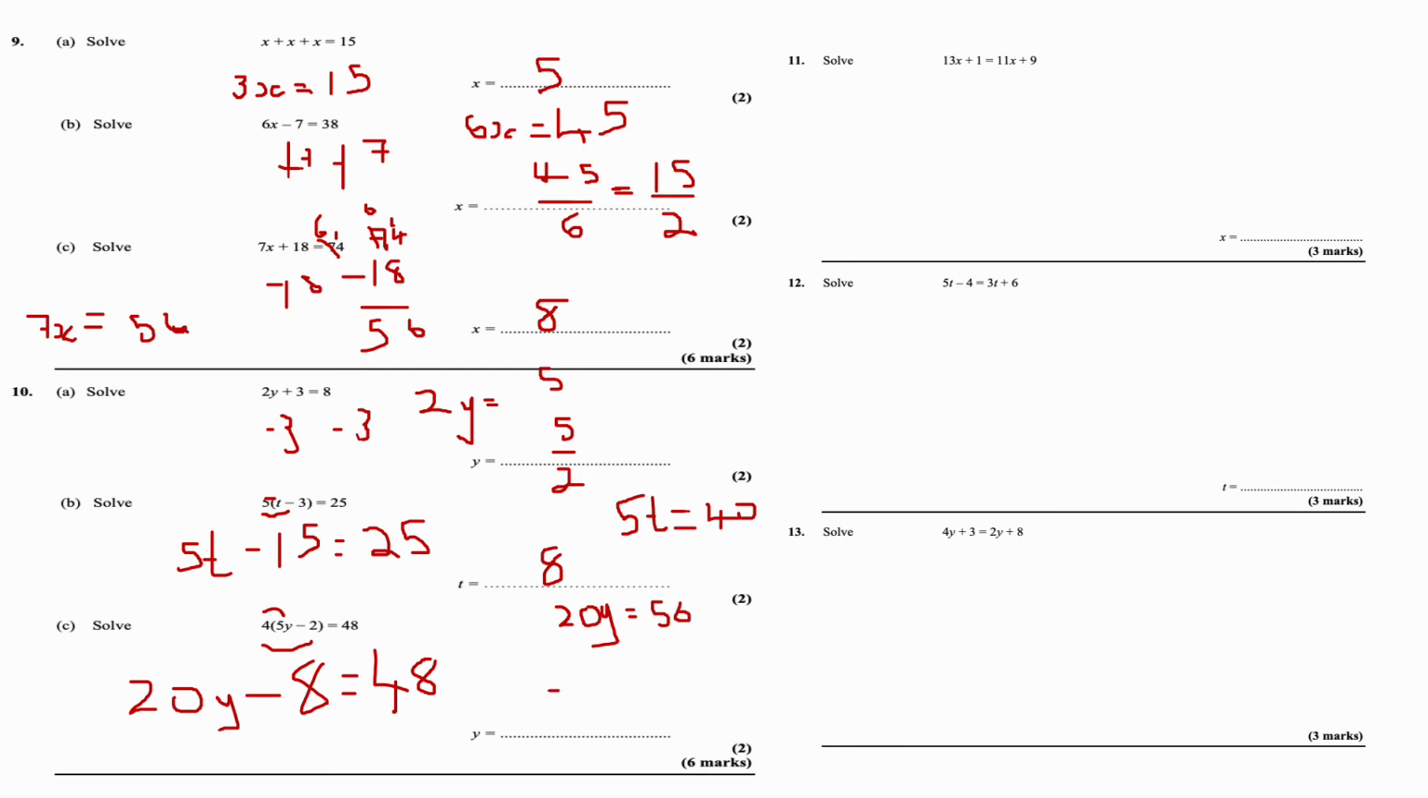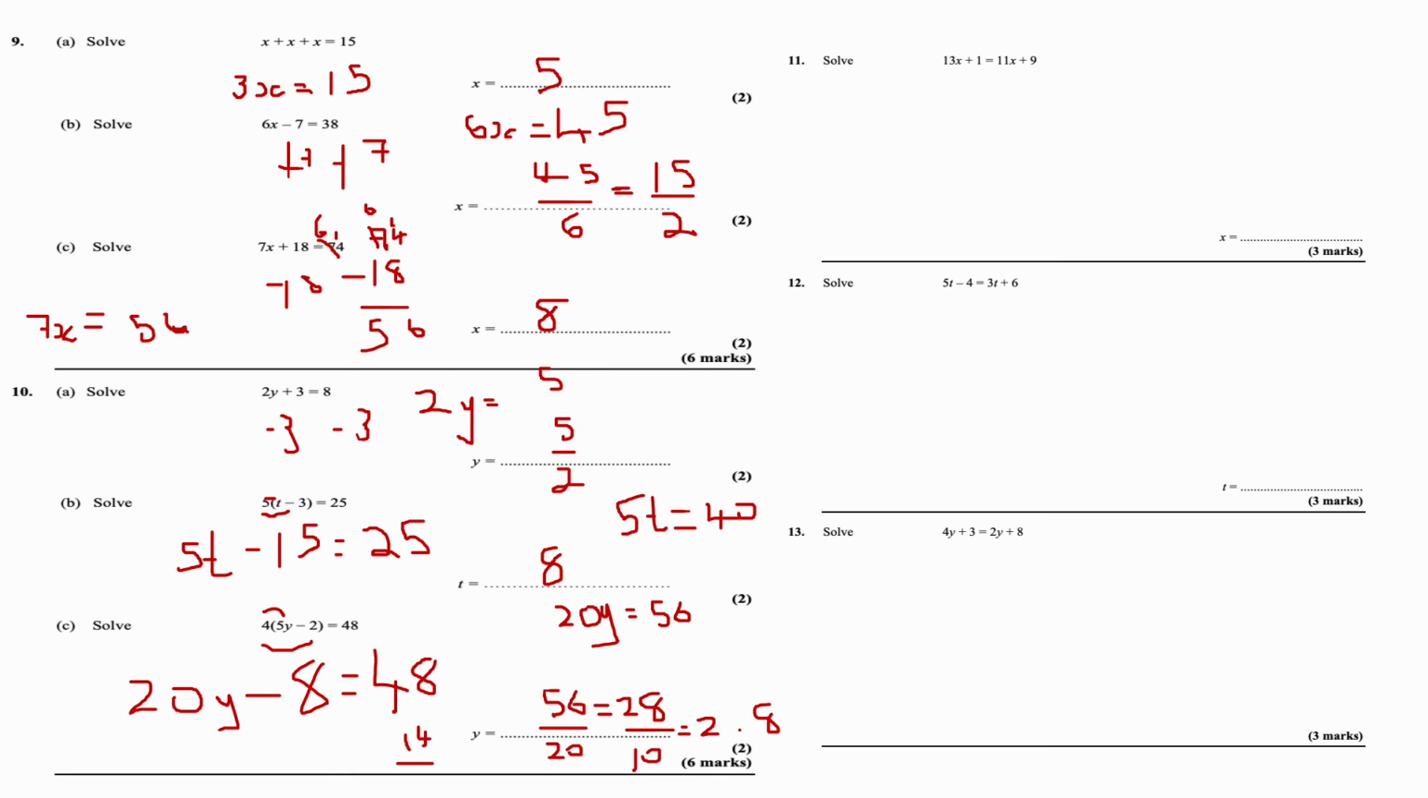Divide both sides by 20, I get 56 out of 20, which is 28 out of 10, which is 2.8, okay? Or better yet, 14/5, okay? Either way is fine.